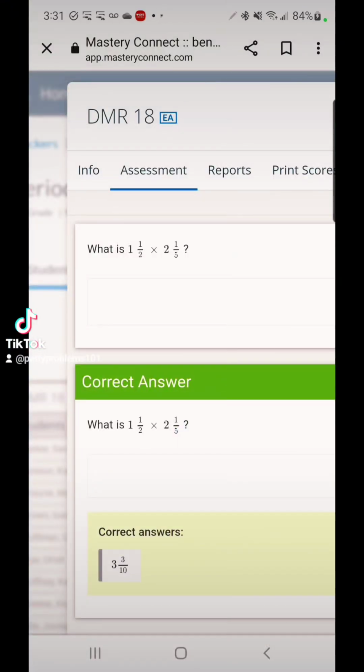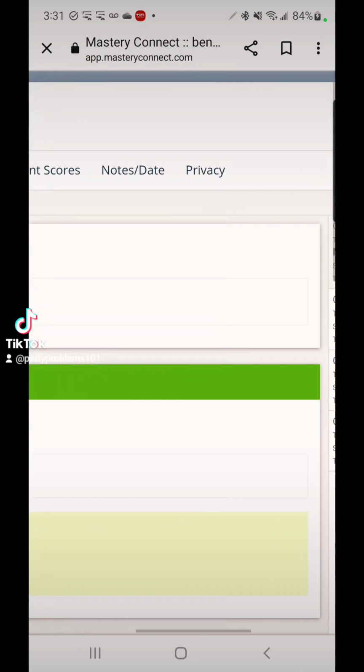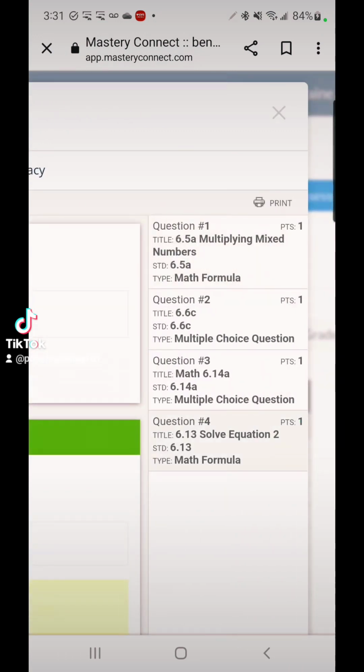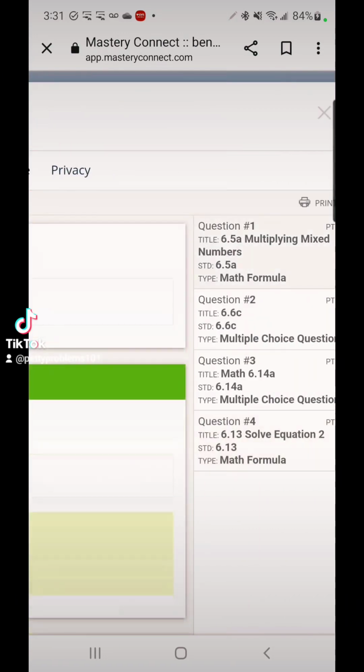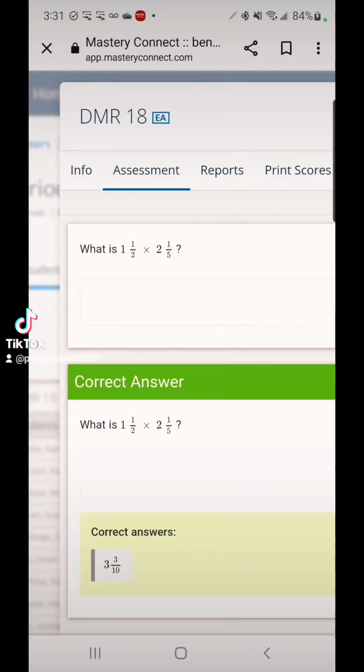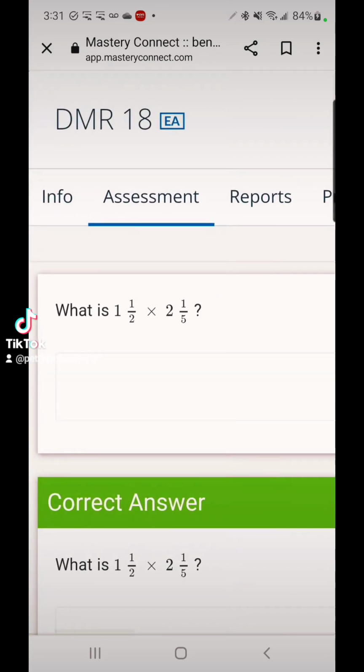Okay, guys, I'm going to go over the DMR 18 so you can practice before the test this week. There are 4 questions: 1, 2, 3, 4. The first question is going to look like this: 1 1/2 times 2 1/5. Make sure that you turn these into improper fractions before you multiply.